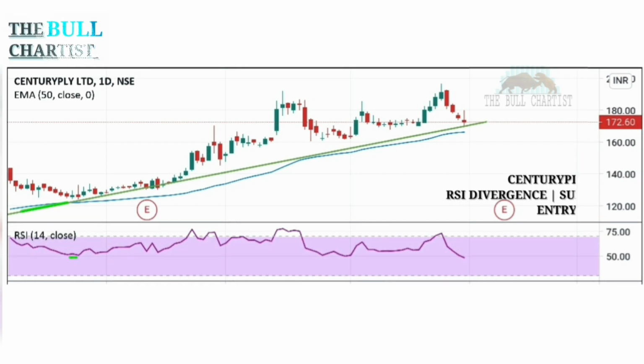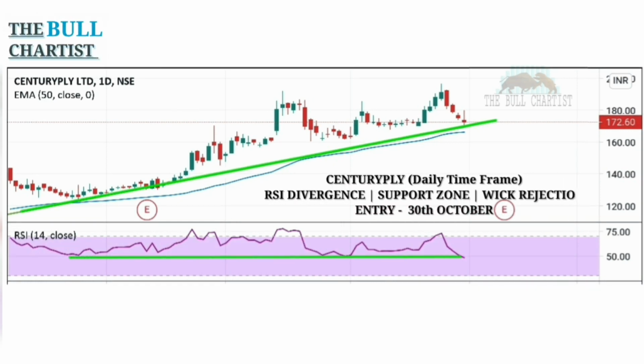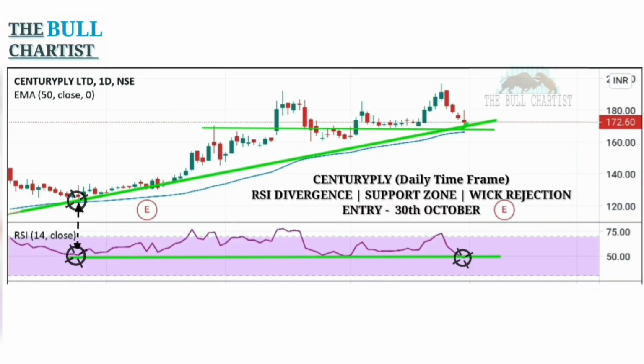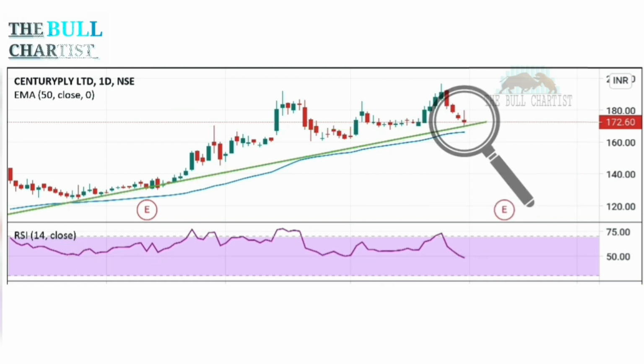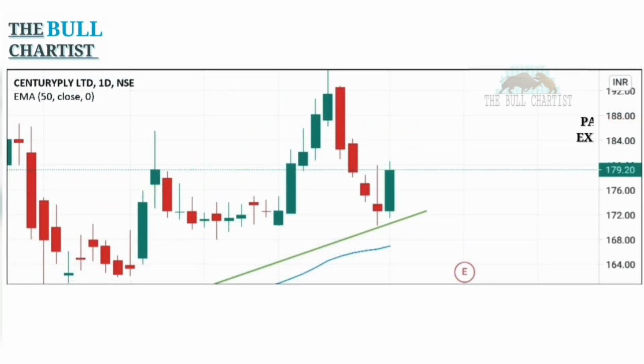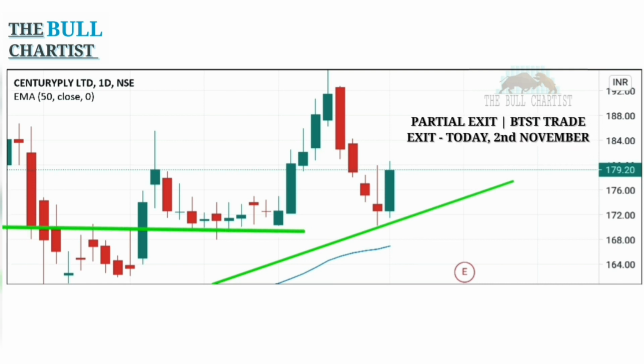Let's look at some of the examples. Century ply on daily time frame. As you can see, the lines being joined, it's a bullish divergence along with strong support zones and a wick rejection candle. A partial exit with a profit of 3.5%.